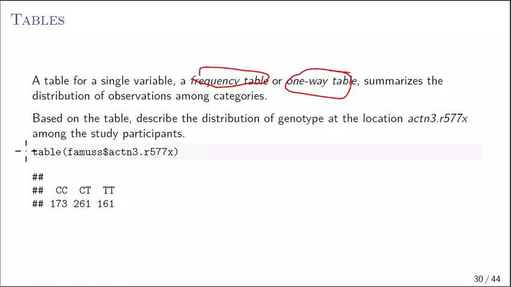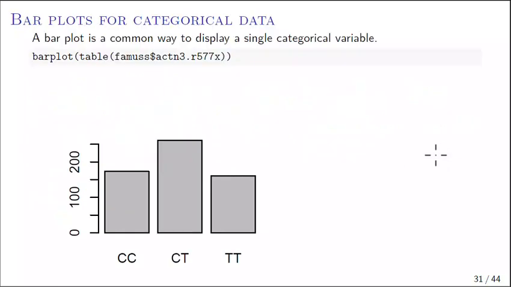So in R, it's very easy to do. Use the function table, and then this is the name of the variable, the data, and then this is the function. Okay.